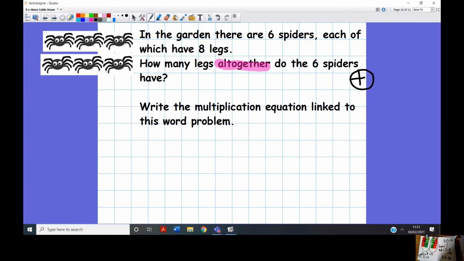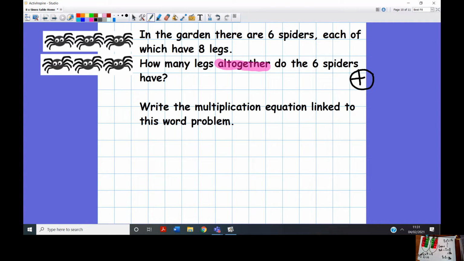Then the next part is: write the multiplication equation linked to this problem. So we don't want to do an addition, we want to do a multiplication. Well, multiplication is simply repeated addition. So they work very, very similar together.